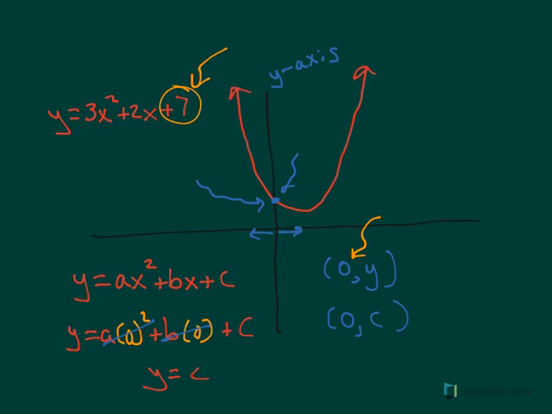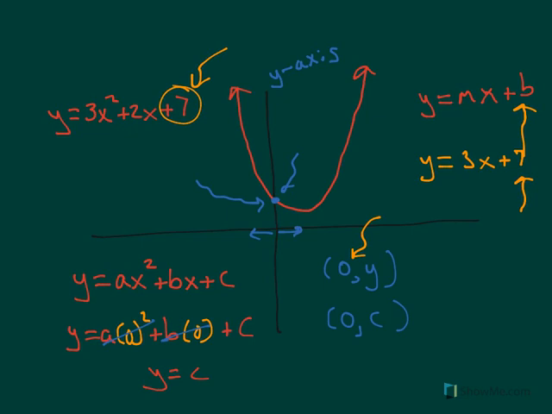Very similar to, if you think about it, a linear function, y equals mx plus b. If someone asked you for the y-intercept, it's always just going to be that last number, the number without the variable, the constant. So if you had y equals 3x plus 7, and someone asked you for the y-intercept, you would say it's going to be 7. So it's always the last number in the equation without the variable on it.